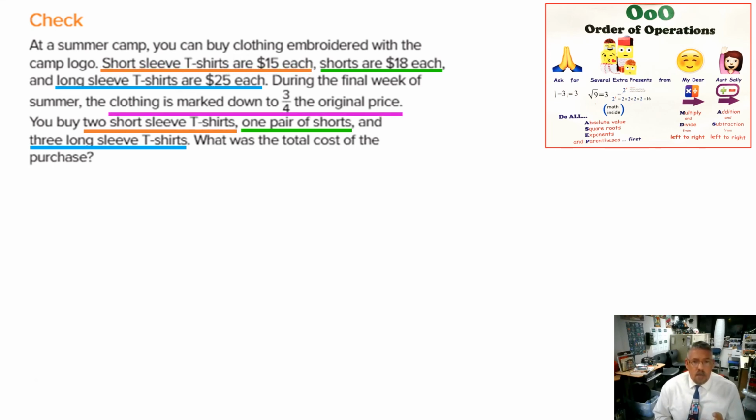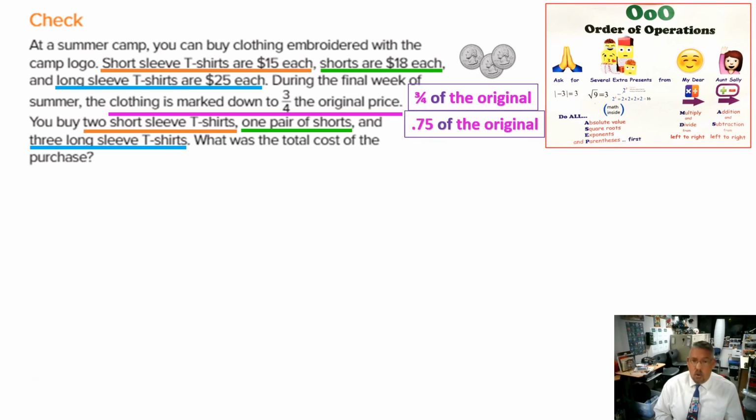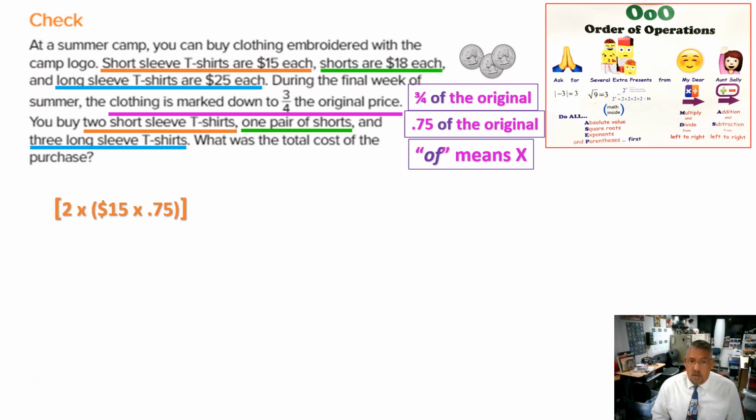But then I have to solve with extra information. It says it's 3/4 the original price. Well, that's 3/4 of the original, right? And 3/4 is the same as 75/100 or 0.75 of the original. What does of mean? It means to multiply. So I'm going to be plugging that multiplication of 0.75 in towards the original cost before I figure out how much I spent on the different items that I bought.